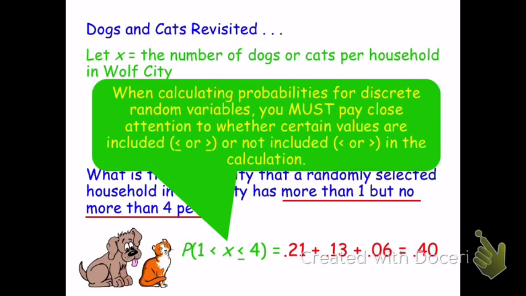So when calculating probabilities for discrete random variables, you must pay close attention to whether you are inclusive of that number or not inclusive of that number. So like more than, less than, those are not inclusive. Those do not include. But if it says like at least, at most, less than or equal to, greater than or equal to, those will be inclusive. I think we're pretty good at that though.